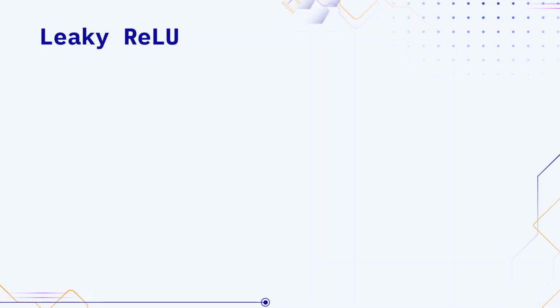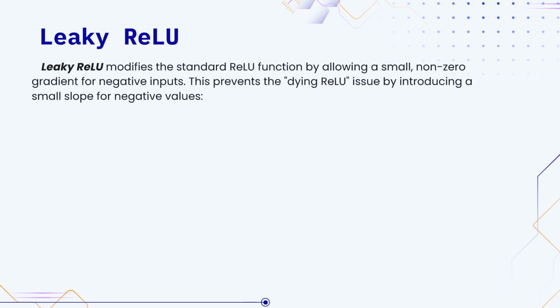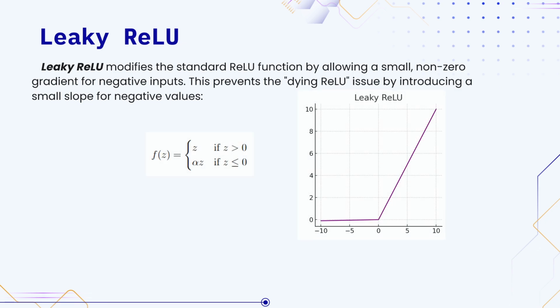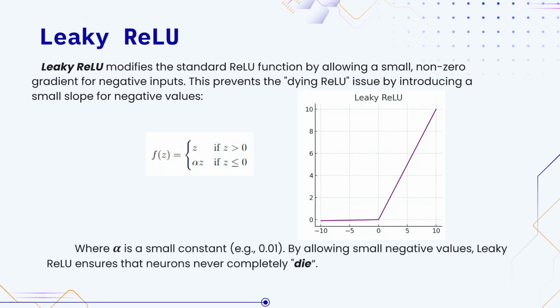That problem was addressed by the leaky ReLU, which modifies the standard ReLU function by allowing a small non-zero gradient for negative inputs. This prevents the dying ReLU issue by introducing a small slope for negative values.